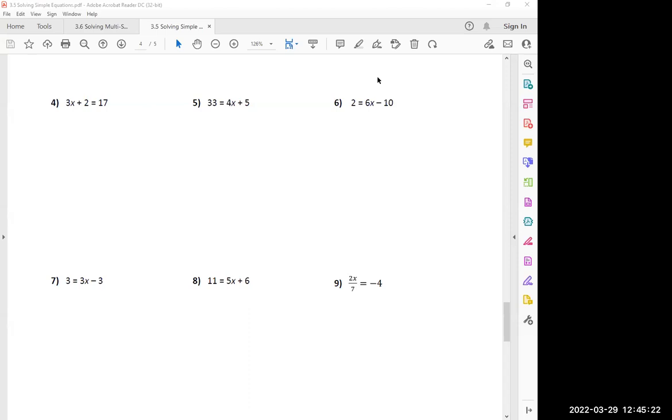All right, here we go. For number 4, 5, 6, all the way to 9, I'm not going to do all of them, but you'll get the point. I'll do all the steps for the first one, and for all the other ones, I'll show you what I would be looking for at least.